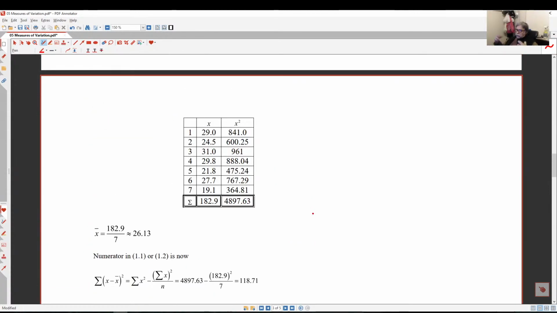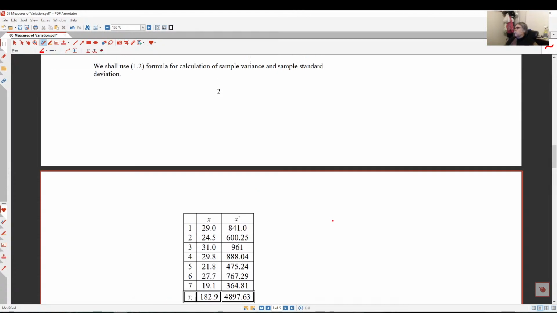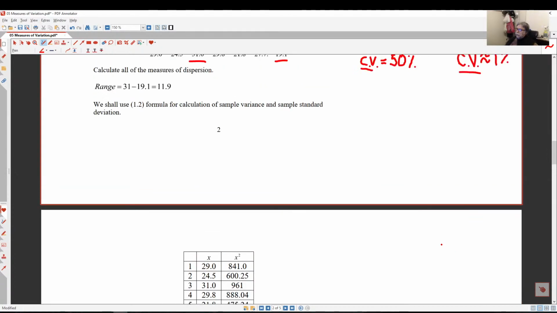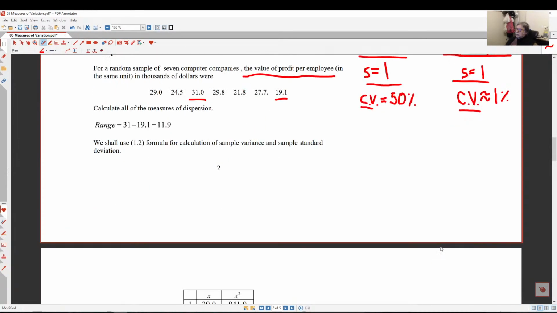So we can compare two completely, totally unrelated samples, right? The profit per employee of computer companies has nothing to do with the success of nesting of Canada goose, but you can compare them using coefficient of variation. Just by using the sample standard deviation, that will not be possible.